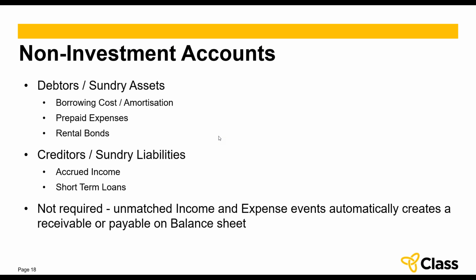If you actually process a normal investment income, say a distribution, if the distribution is not matched to a cash, CAS will automatically accrue that and become a receivable. And the reverse can be true for an expense.